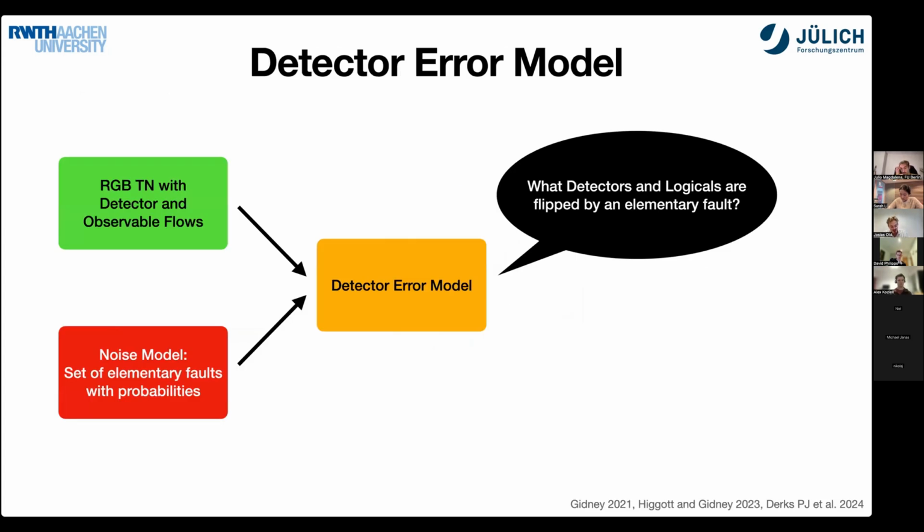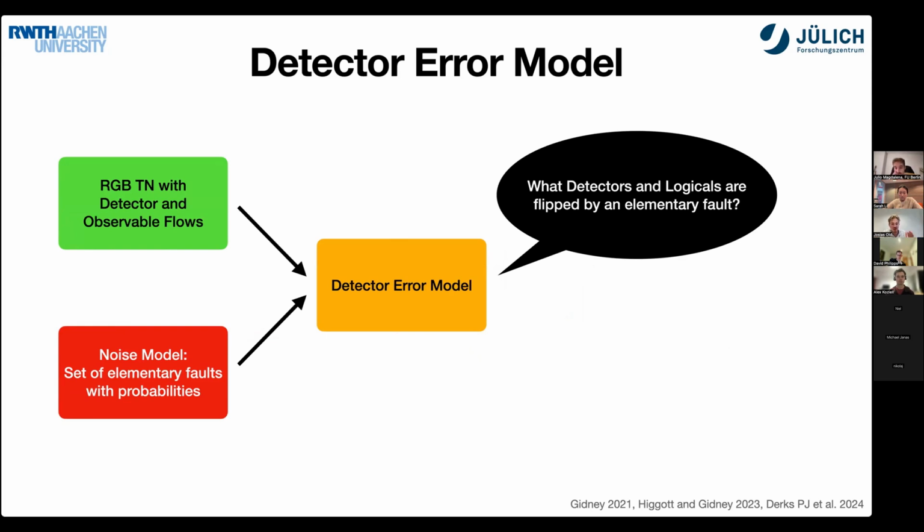In particular, we will build this RGB tensor network with all its detector and observable flows. We will have some noise model, so some one-legged spiders that we can place at some locations with some probabilities, most of the time inspired by the actual quantum circuit that will be performed on a device. And from these, we will build a detector error model, which we will use for decoding.